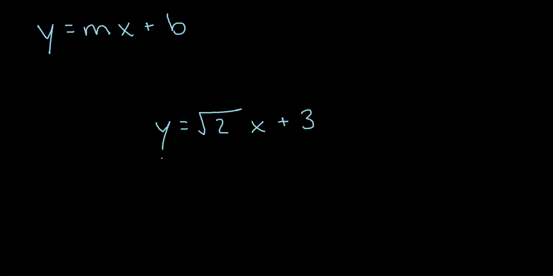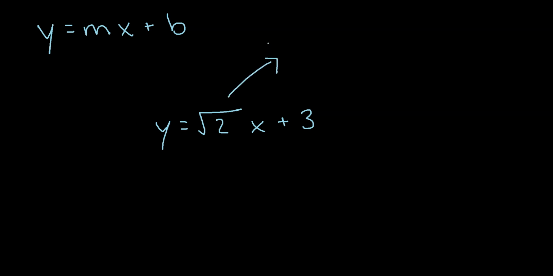All right, let's check out another example. Let's say we have y is equal to the square root of 2 times x plus 3. Is this a linear equation? Well, when you see this square root of 2, it might throw you off, and your immediate reaction might be, no, this must not be linear. But actually, the square root of 2 is just a number.